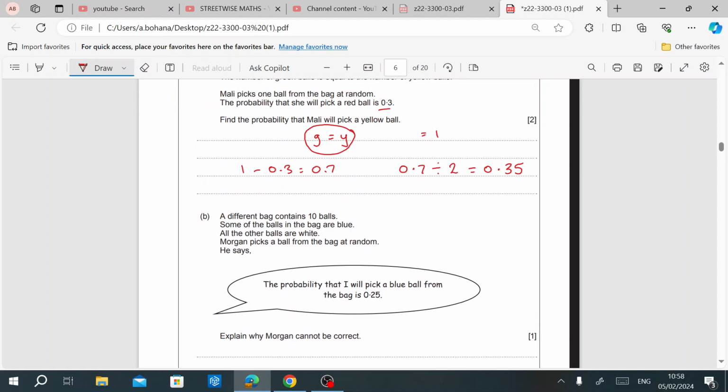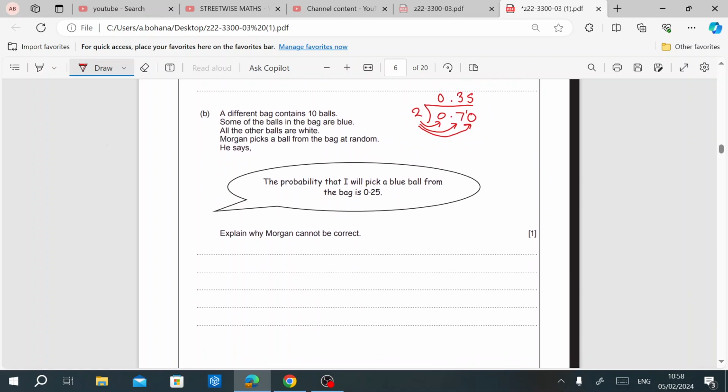Just out of interest, in case you're wondering how can I do that mentally, well, what you can do is this: 2 into 0.7, 2 into nothing is nothing, 2 into 7 goes 3 times, carry 1, so draw a 0 there and carry 1, and then 2 into 10 goes 5 times, so it's 0.35.